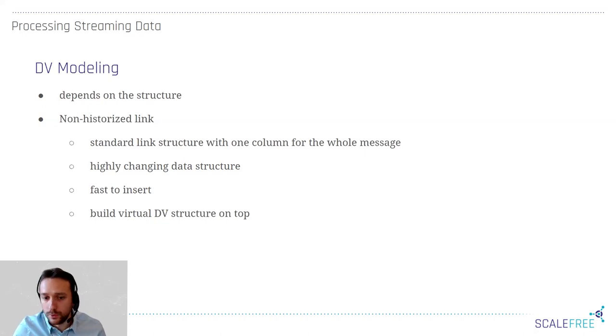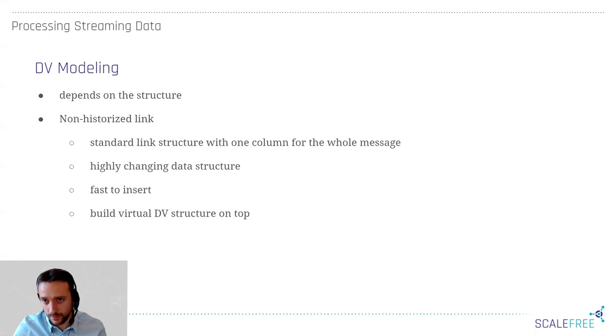And you would have, in most of the cases, something like a message ID or event ID, which you could use for the link hash key input, and so for the hash function. And this non-historized link can handle highly changing data structures.